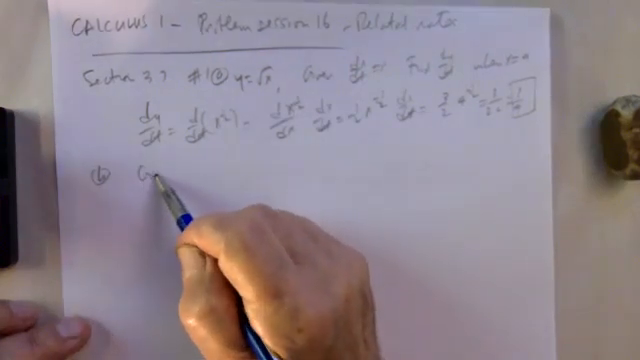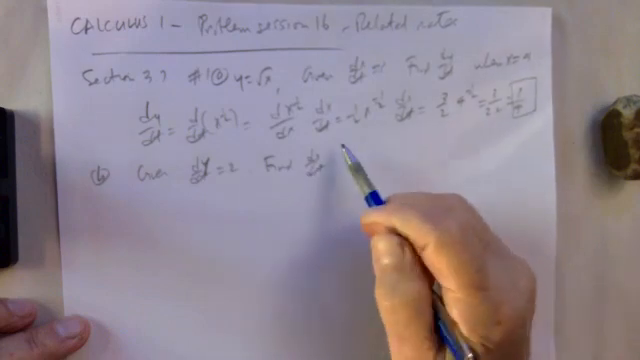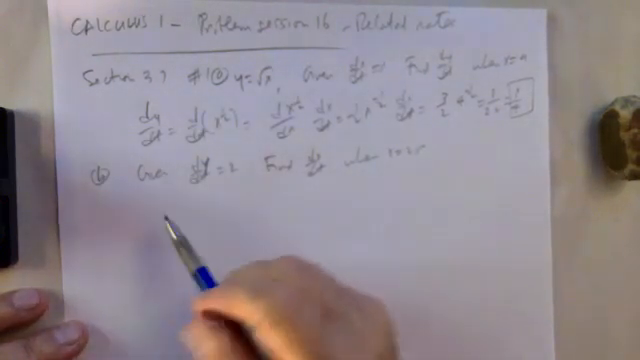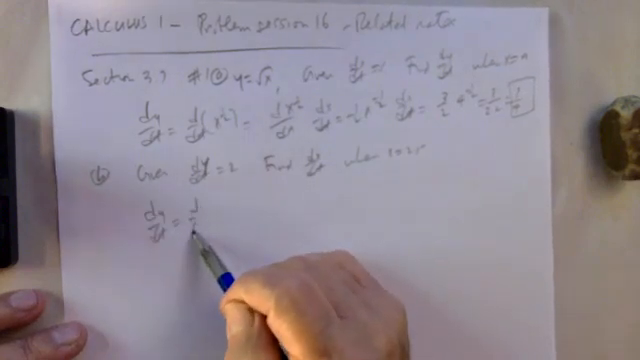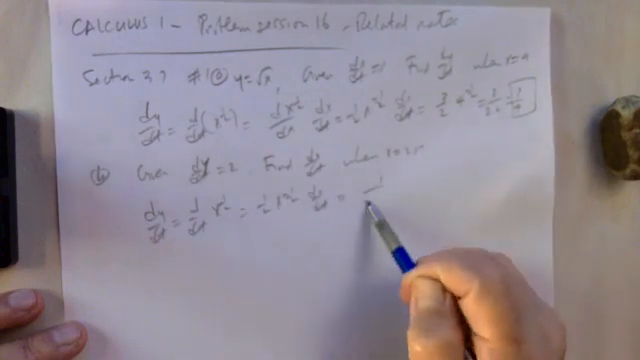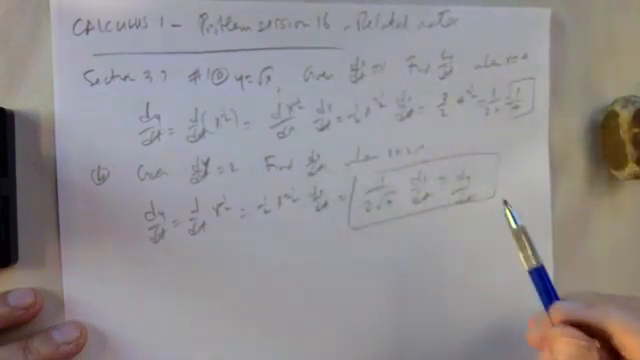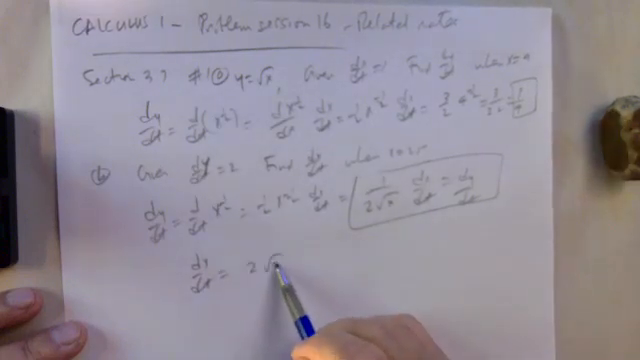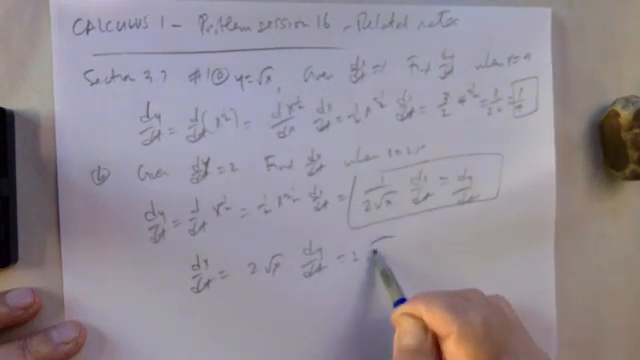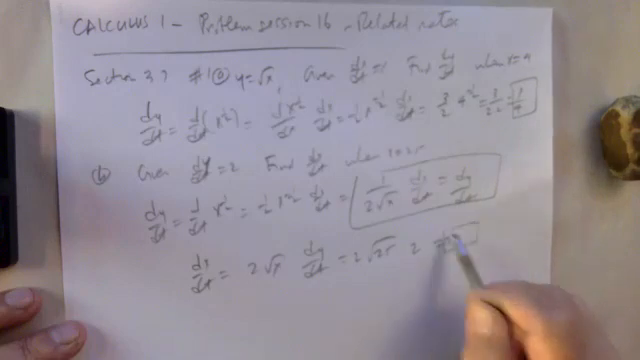Part B is we're given dy dt is equal to 2, and we want to find dx dt when x equals 25. But we still have the same relationship that dy dt is the derivative with respect to t of x to the 1/2, which is 1/2 x to the minus 1/2 dx dt, or 1 over 2 times the square root of x, dx dt, equals dy dt. And we want to find dx dt. Dx dt is 2 times the square root of x times dy dt. And we're told x is 25, 2 times the square root of 25, and dy dt is 2. So 2 times 5 times 2 is 20.